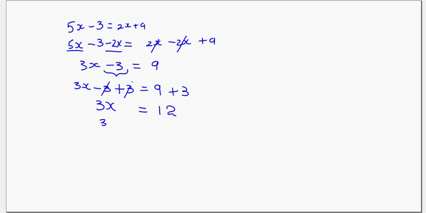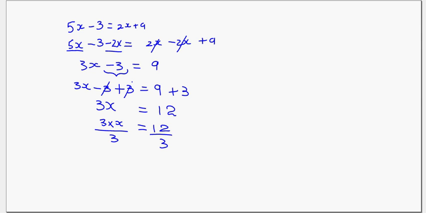This is really 3 multiplied by x equal to 12. But we know we want to end up with x by itself. So we have to do the opposite of multiplying by 3. What's the opposite of multiplying by 3? Divide by 3. So what we're going to do is divide this side by 3. And whatever we do on one side, we have to do it on the other side.